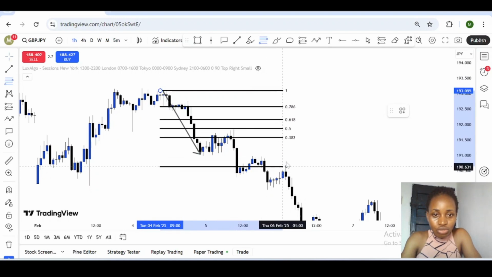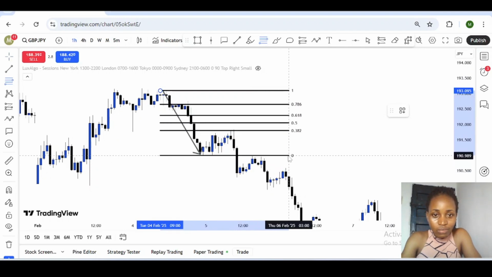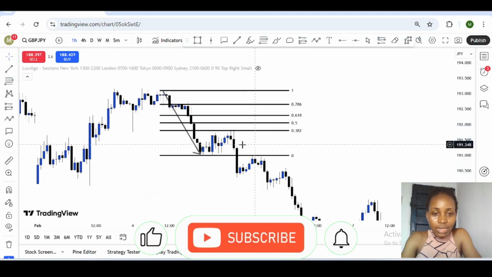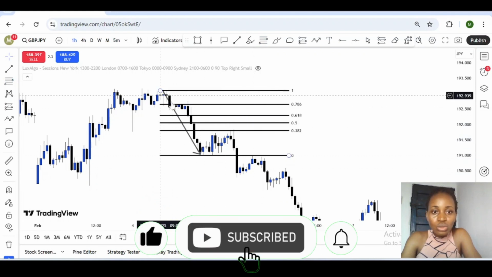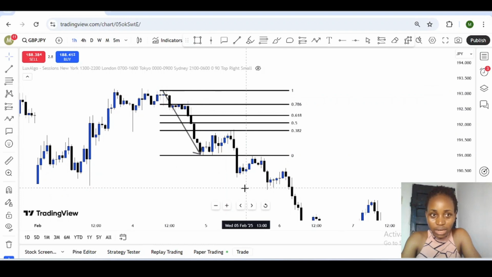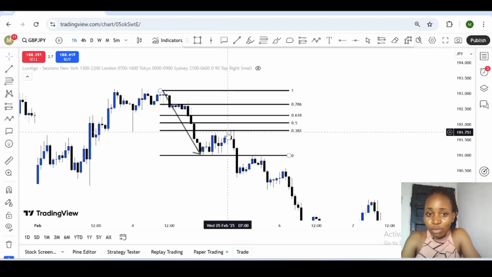Okay, so I'll just draw it out like this. You can see here that price did not come all the way to this upper part before the next continuation leg. But now look at where price respected this 38% Fibonacci level, which is a shallow retracement before the next push to the downside.